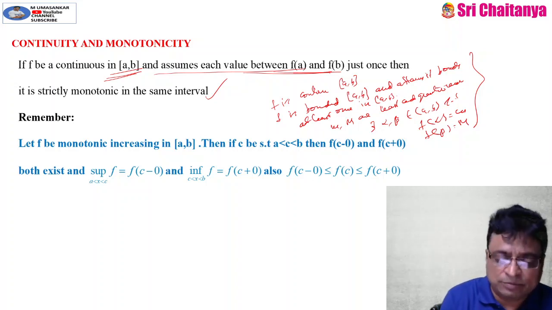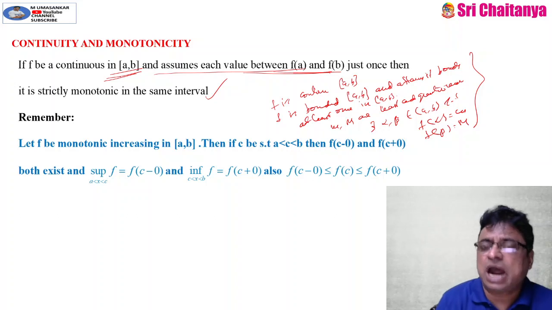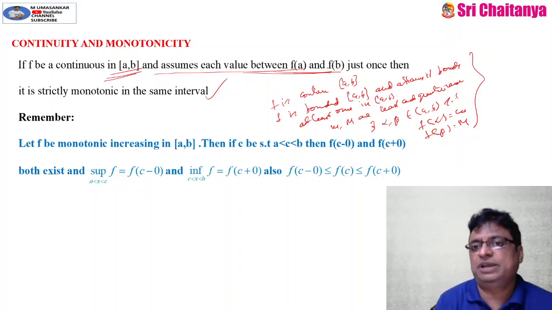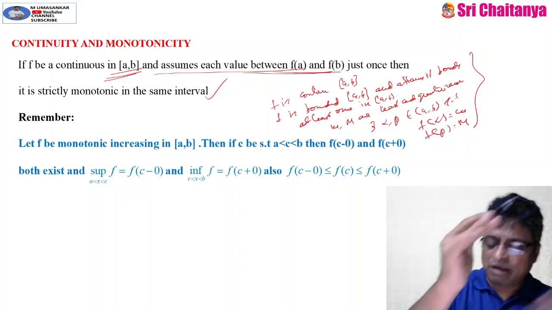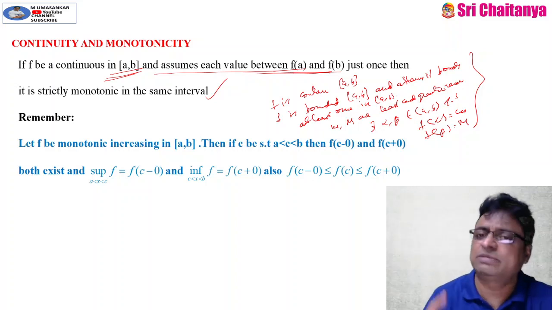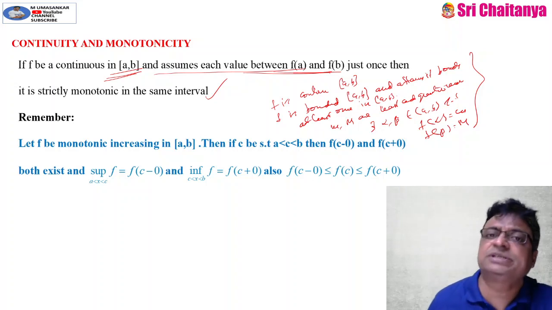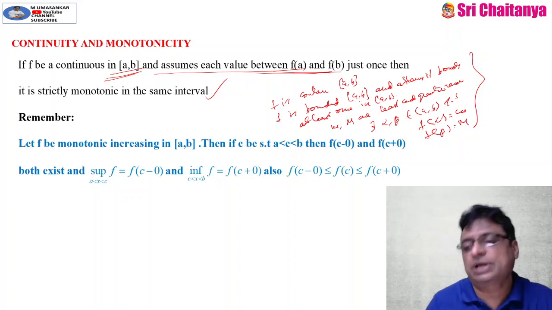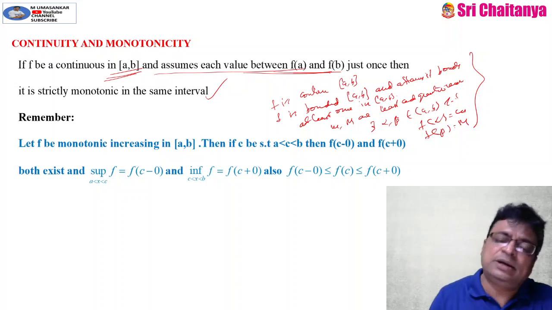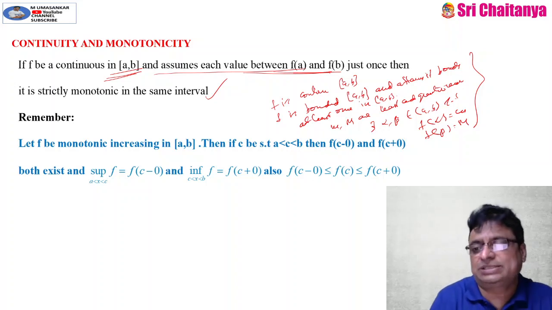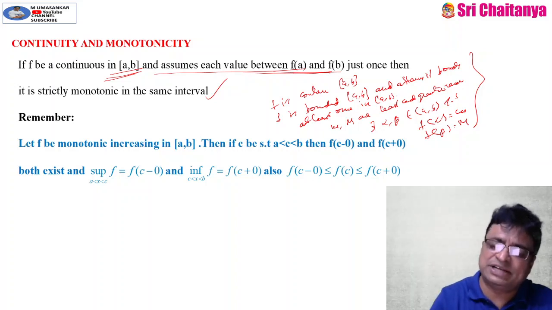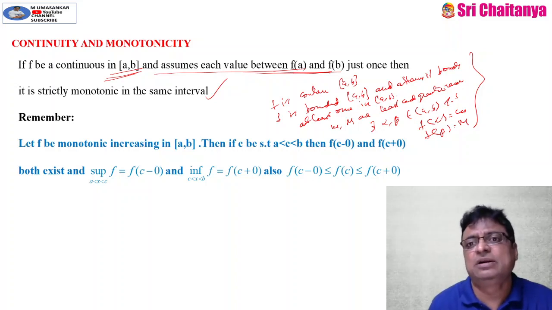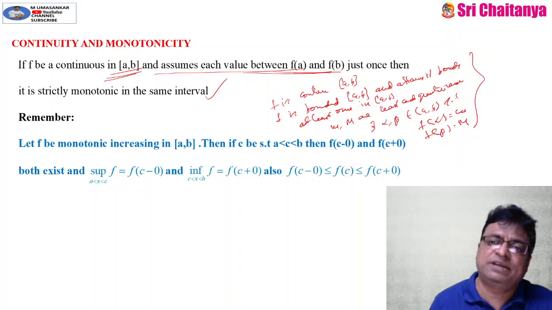How to check? If your function is continuous and assumes every value between f of A and f of B, then immediately I can say that your function is strictly monotonic. That means either it is increasing or decreasing. This is one litmus test to identify whether your function is monotonically increasing or decreasing. Because in derivatives, we can check the monotonicity like this: if a function is monotonically increasing, f dash x is greater than 0, decreasing, f dash x is less than 0, something like that. Instead of that, this is also the condition for checking the monotonicity of the given function.